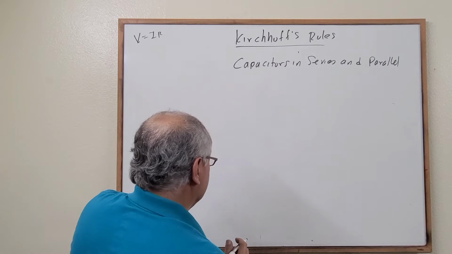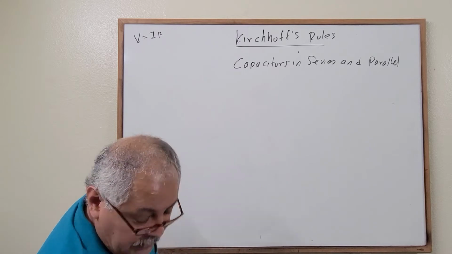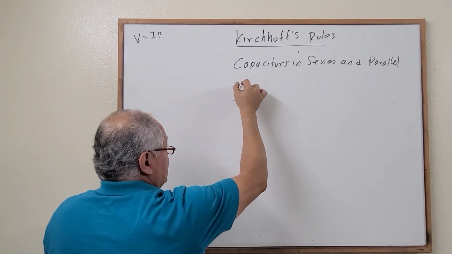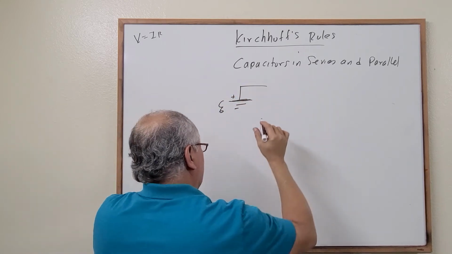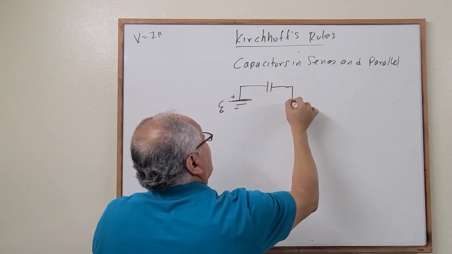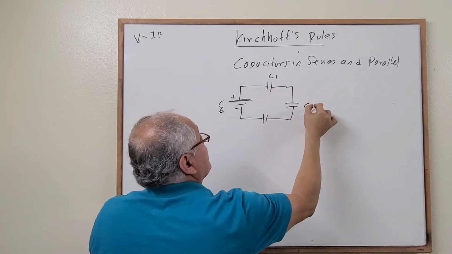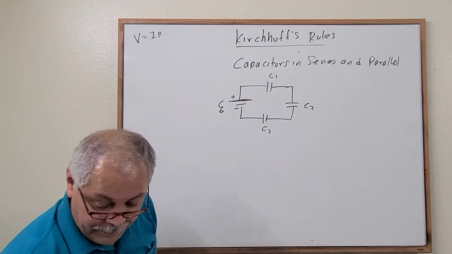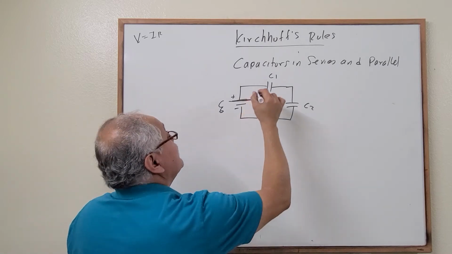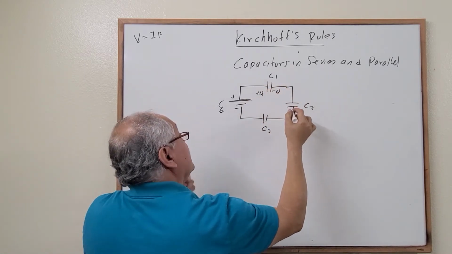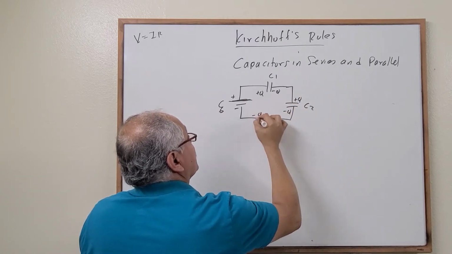Let's go to series. Imagine that we have this battery, positive and negative, and this is the electromotive force. We have capacitor 1 right here, another capacitor right here, and another capacitor right here. These are capacitors 1, 2, and 3. Also, we have charges: positive charge, negative charge, positive charge, negative charge, positive charge, negative charge.